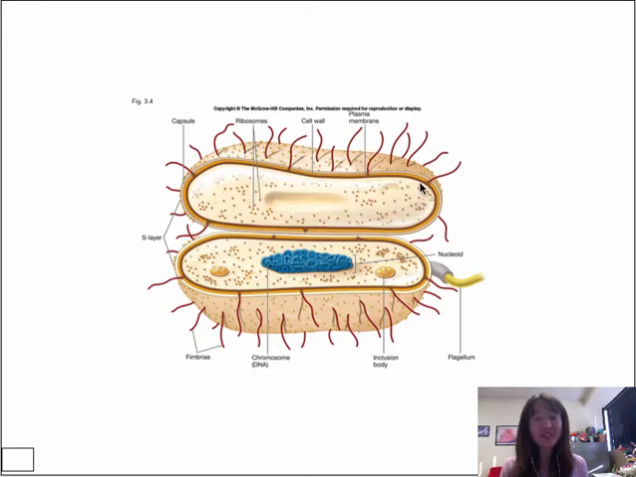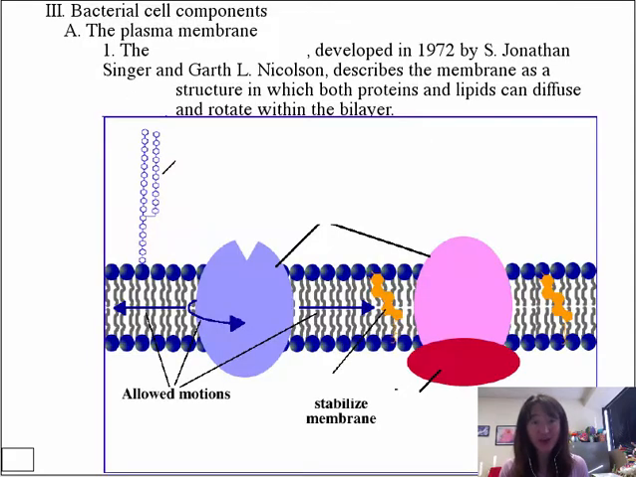So if we look at this somewhat simplified model of the prokaryotic cell, we would point our attention to the plasma membrane, and that's where we're going to zoom in at this point. And I want to speak just about the qualities, nature, structural components of the plasma membrane.